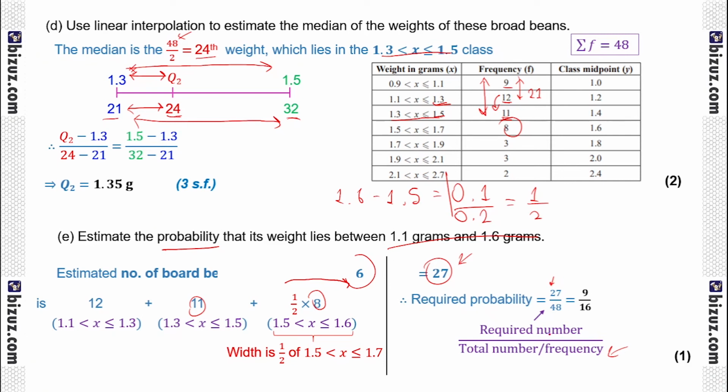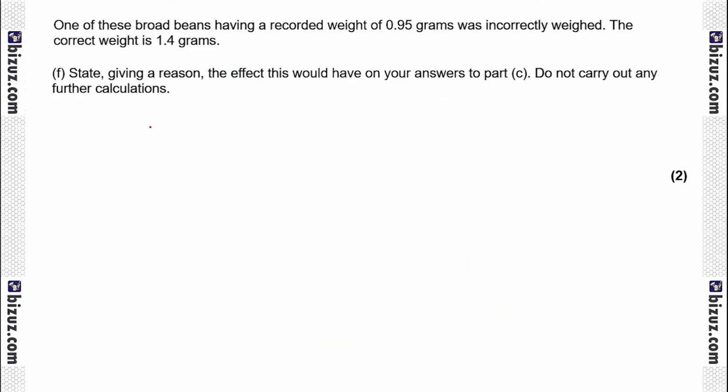All right, so this is, as we know, the basic probability definition. That's what we are applying here. The required number of items, basically the items that meet your criteria, divided by the total number of items, which, as we know, is 48 right here. So that gives us an exact answer of 9/16. All right, next question.